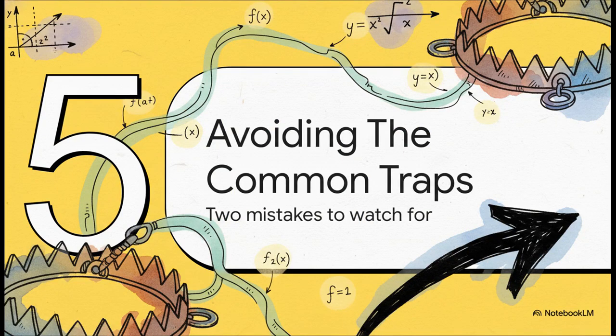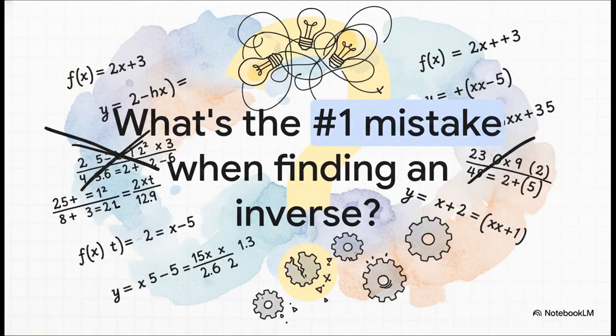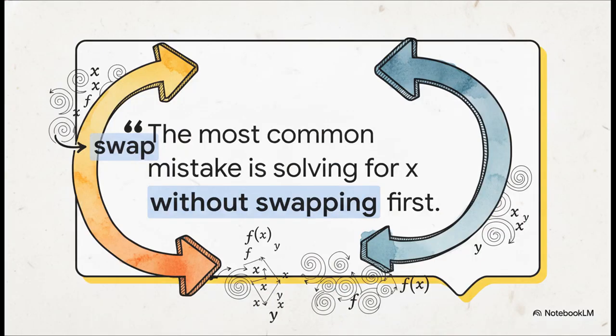Now, this whole process is super reliable, but I've seen a couple of common traps that trip people up. Let's shine a light on them so you can just step right over them. So, take a quick guess. Of those 3 steps, where do you think most people mess up? You might think it's in the messy algebra at the end, but it's actually way earlier. This is it right here. The single biggest mistake is forgetting to swap the x and y first. People just start solving the original equation for x, but if you do that, all you're doing is rearranging the furniture. You haven't actually inverted the function. That swap in step 2 isn't just a step, it's the entire point.